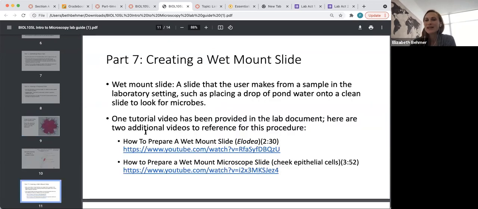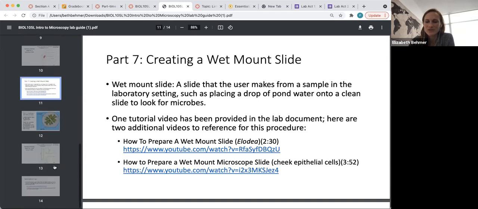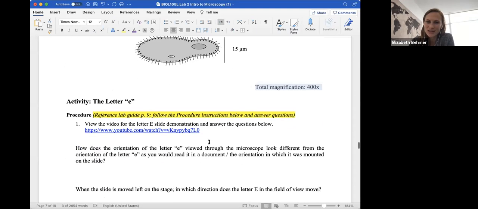Creating a wet mount slide. This is a slide that the user makes of a sample in a laboratory setting, like putting some drops of pond water onto a clean slide to look at for microbes. I've also done a sample of your skin, the inside of your mouth. We'll be looking at tutorial videos, and here are 2 additional videos to reference for this procedure for creating a wet mount slide. And let me go back to your worksheet.